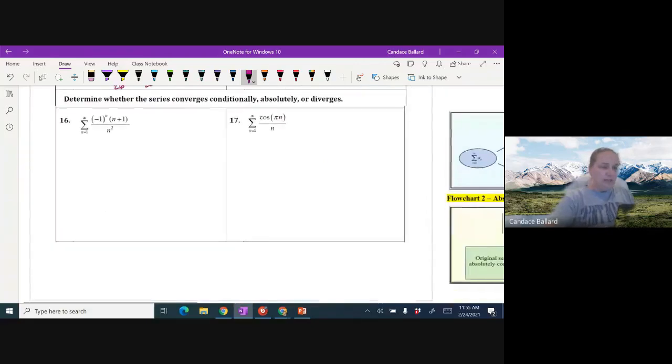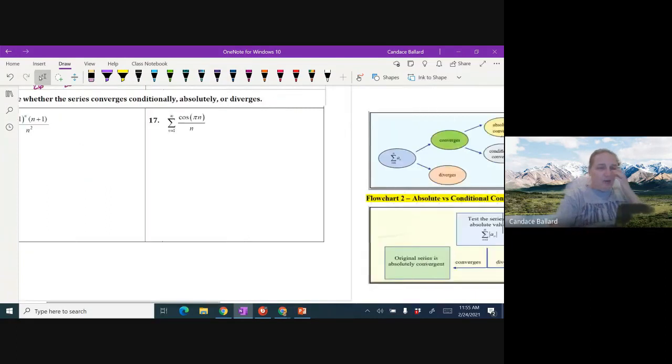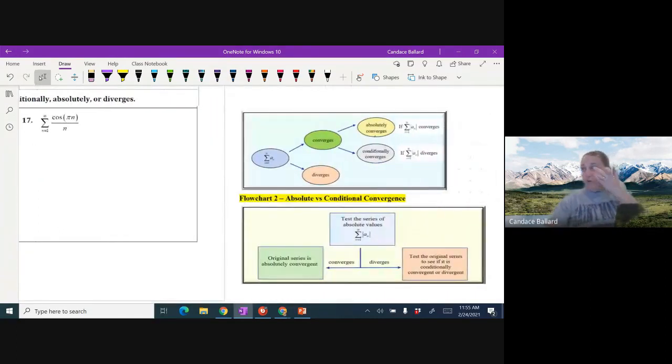The goal right now. All right. So we are going to look at number 16, but I want to come over here and refresh our approach on this.